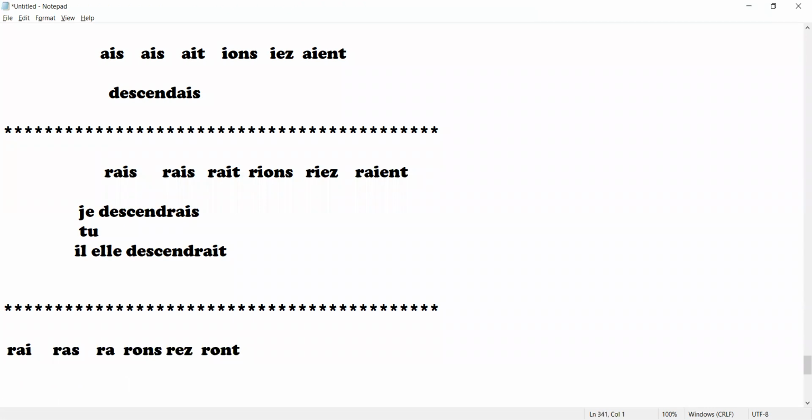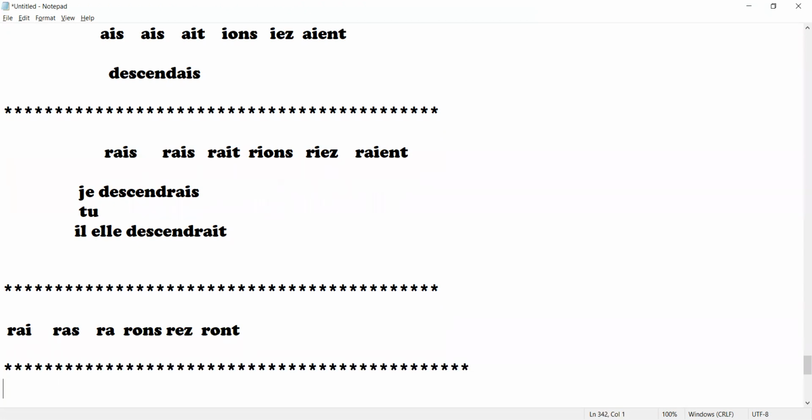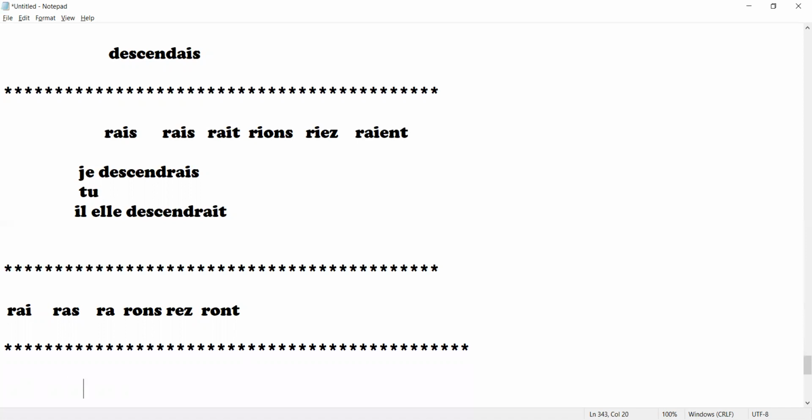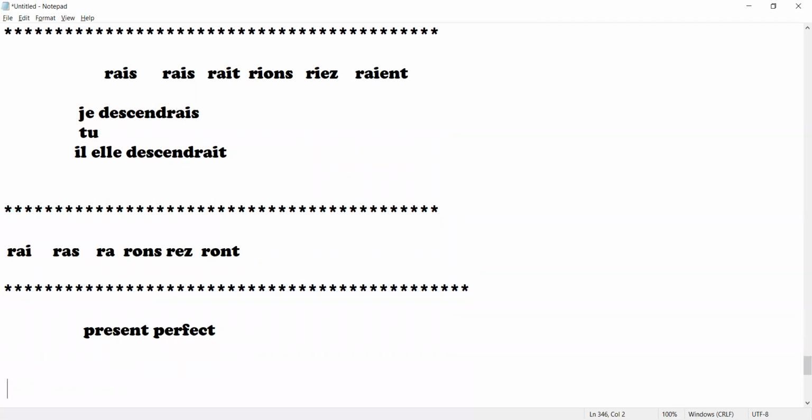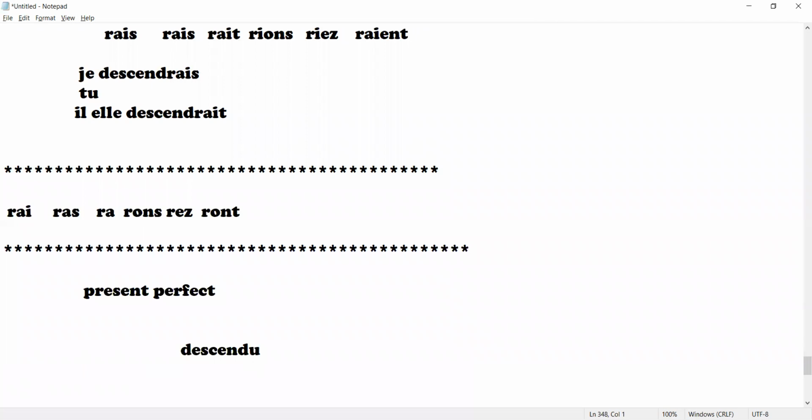Clair. Now, what would be the present perfect tense? Something like I have got down, you know, the present perfect tense. The same case, we have to convert descendre to the past participle. What is my descendre past participle? Descendu. It is very important to understand. Tell me, what is the past tense formula? The past tense formula is either I have to use avoir or être plus the past participle.